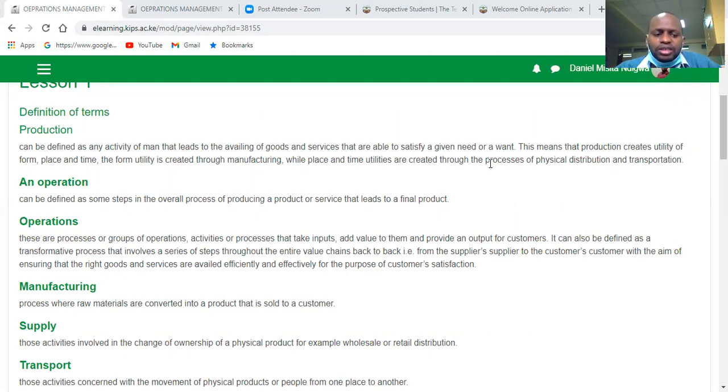Then we have manufacturing. This is the process where raw materials are converted into a product that is sold to the customer. So that process of conversion, that process of transforming items into products, so that they can be sold to customers, is manufacturing.